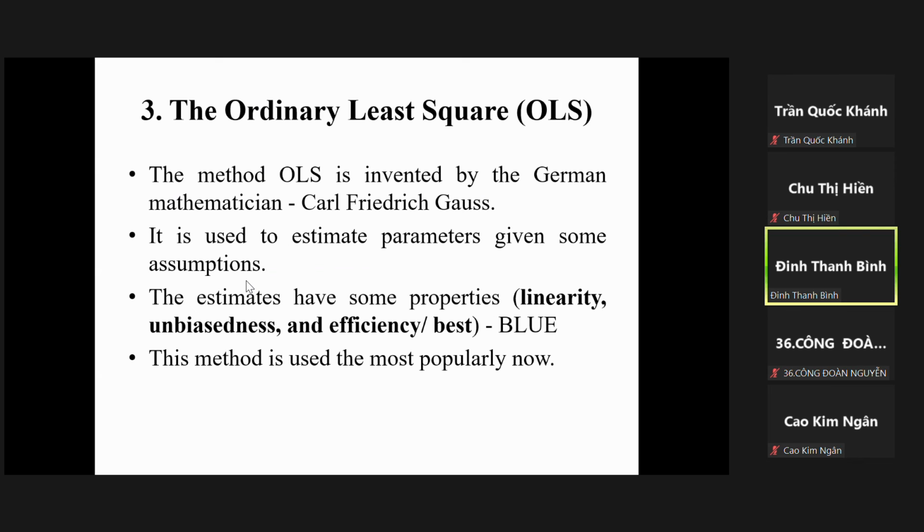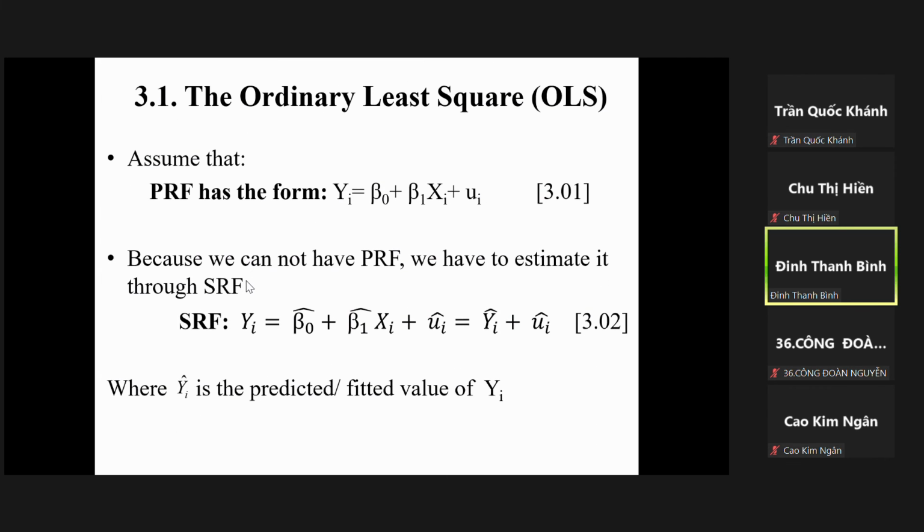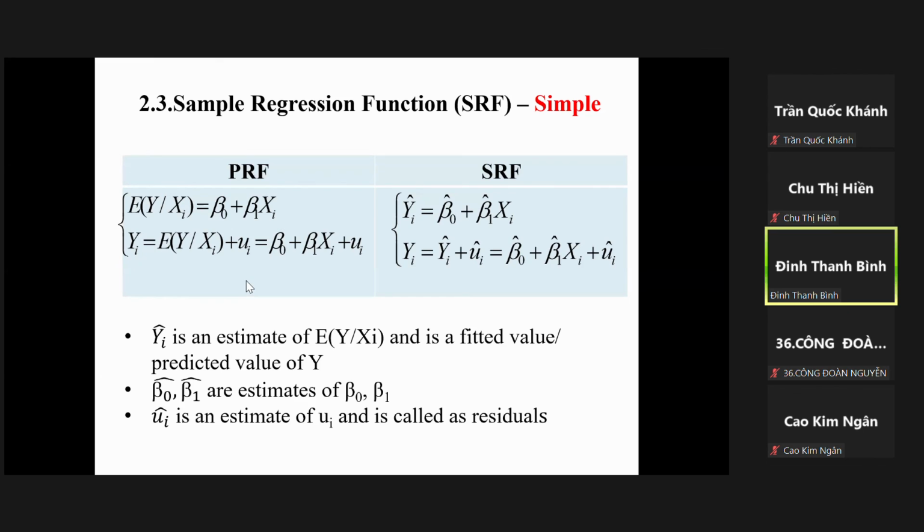This method is one of the most popular methods to estimate parameters, and it was invented by Gauss. So how does this method work? Here you can see, based on the form of the SRF we just studied, right? This is the second form of SRF we can set up, and we can see that y here equals y hat plus u hat. Back to this slide, you can see y equals y hat plus u hat, equals this plus u hat, right?